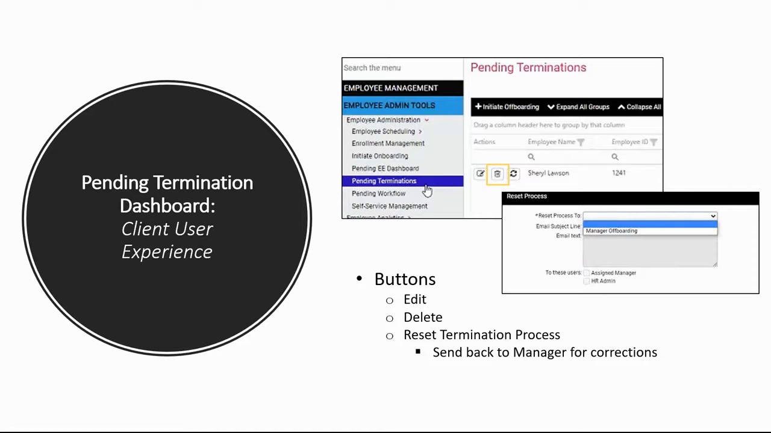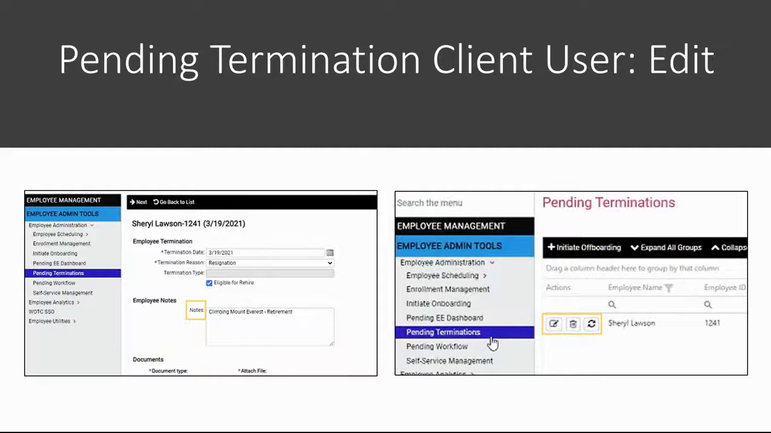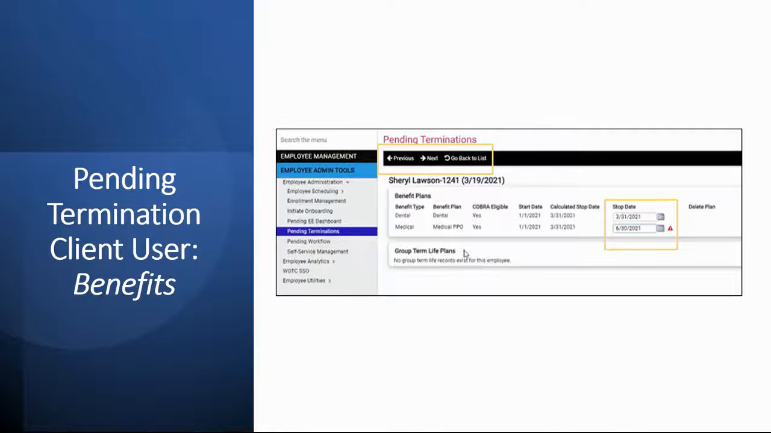So there's certain things that I can do here. I'm able to look over the work, ensure I have the detail that I need and that it's also correct. And of course, the client user will be able to see the buttons because they are completing the process. Okay, client users manage the benefit stop dates from the pending terminations dashboard. So I can see here, again, my black action bar allows me to go previous, next. I can go back to the list.